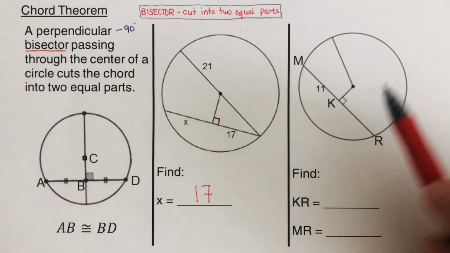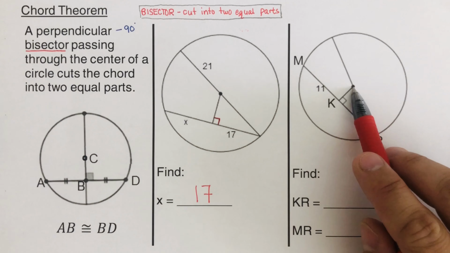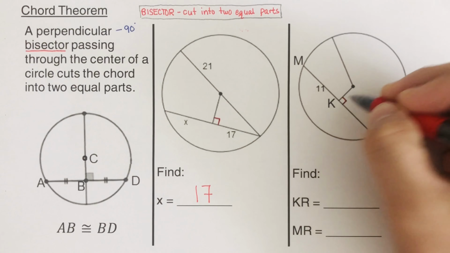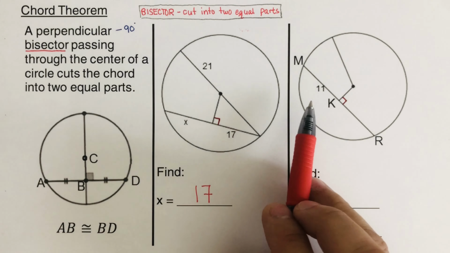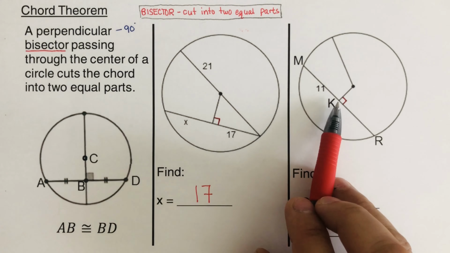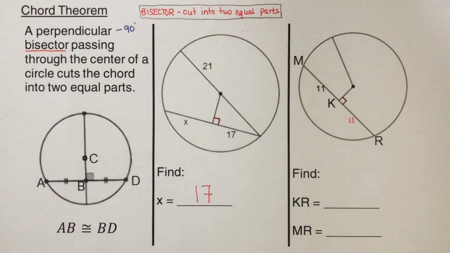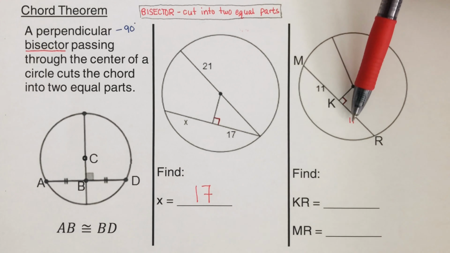In this case, we again have a perpendicular bisector. This line right here is a perpendicular bisector. We know that because there's a small square indicating that it forms a 90-degree angle. So we can tell that this chord MR was cut in half. Our KR here is 11 because bisector means it cuts the line segment into two equal parts. So 11 and 11, KR is 11. Then for MR, we add both of them, 11 and 11, so that should be 22. Did you get the same answer? Good. Perfect.